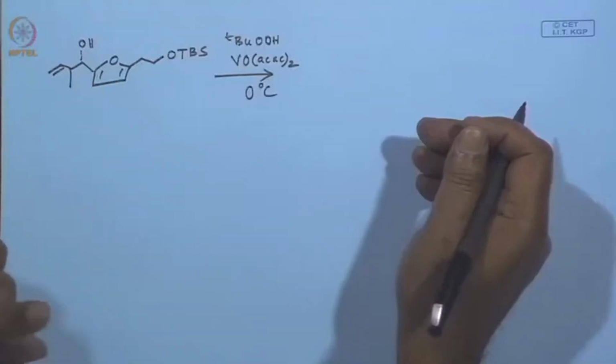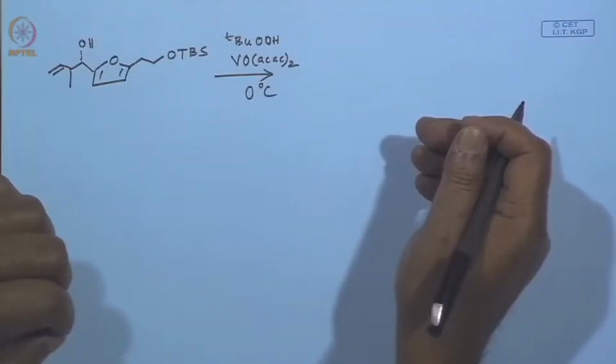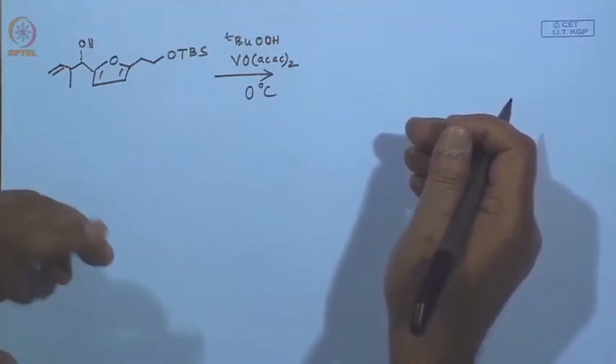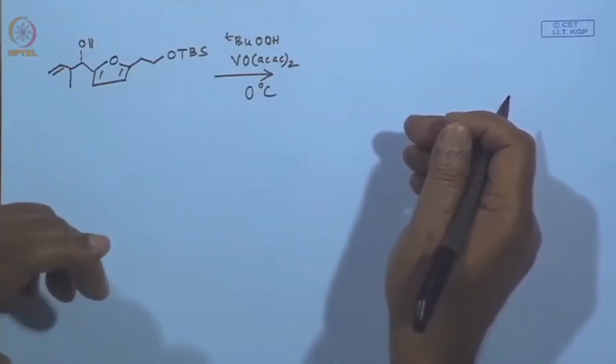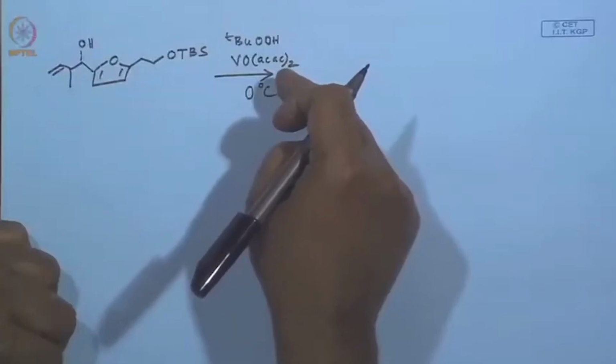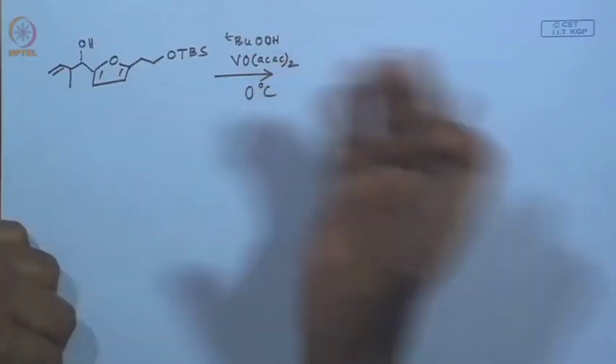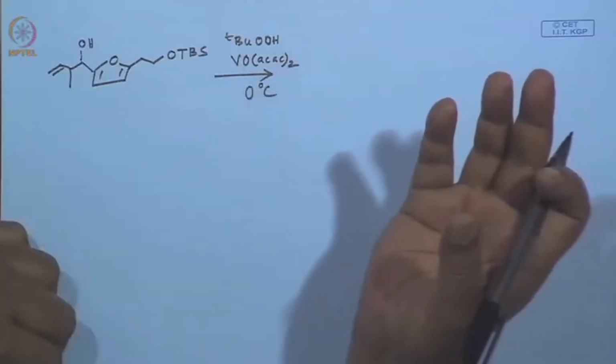Sharpless epoxidation, if you recall, requires the presence of a hydroxy group, because that hydroxy actually coordinates the titanium. Okay, in this case, it is vanadium. And this is not an asymmetric version, it is a non-chiral version. Now, what is the product? I think you should be able to write the product, right?